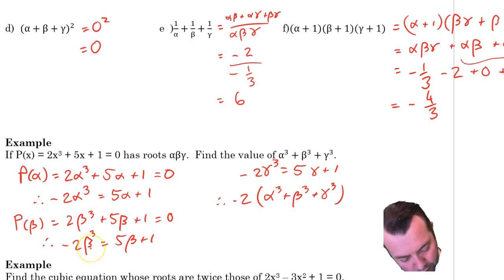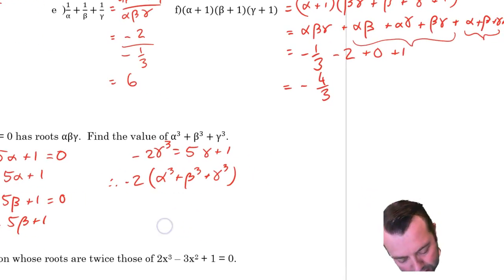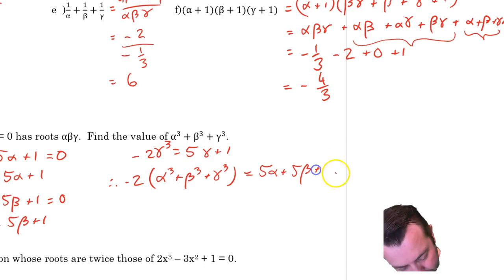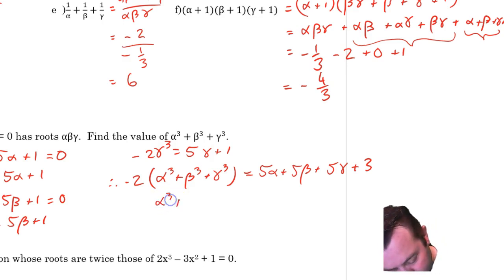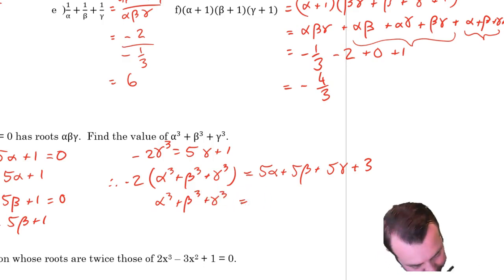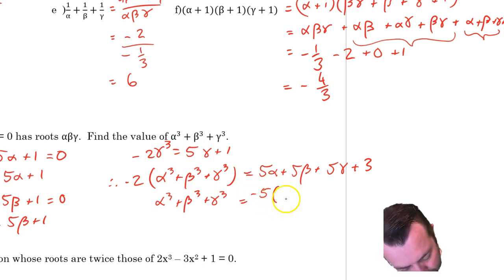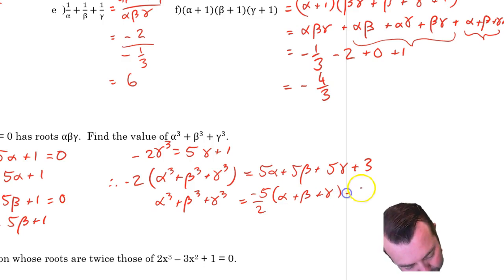Right, I'm going to add those three equations together, and I've just factorized a little bit, taking the negative 2 out, equals 5 alpha plus 5 beta plus 5 gamma plus 3. Right, that means that alpha cubed plus beta cubed plus gamma cubed equals negative 5 over 2 outside of alpha plus beta plus gamma, minus 3 over 2.